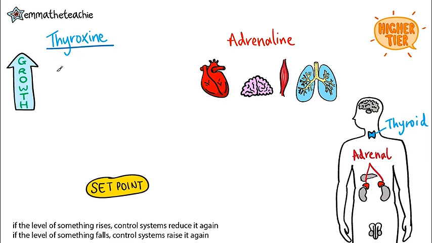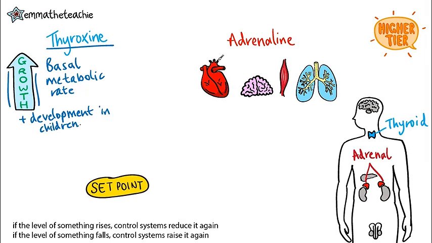First up, the thyroid gland makes thyroxine. This controls the basal metabolic rate in your body, which is basically how quickly substances are built up and broken down. It controls growth and development in children, but in adults, the levels of thyroxine stay pretty constant.